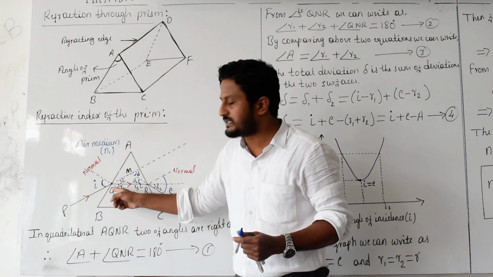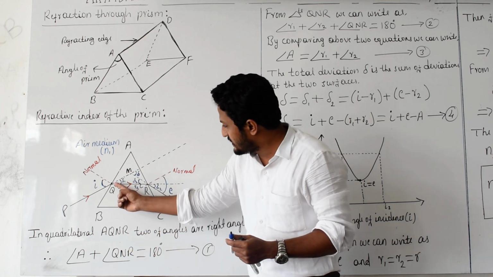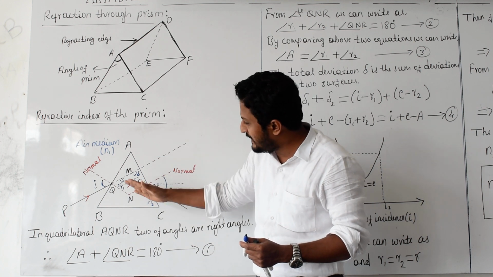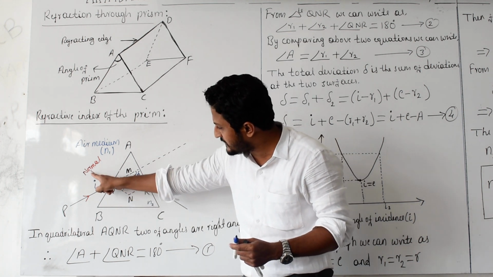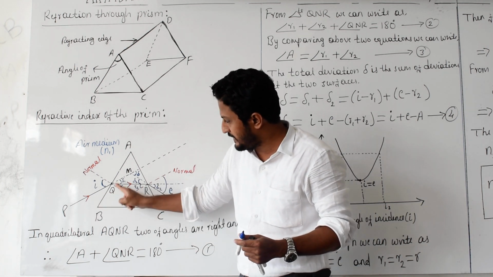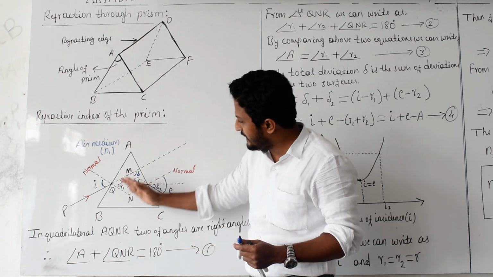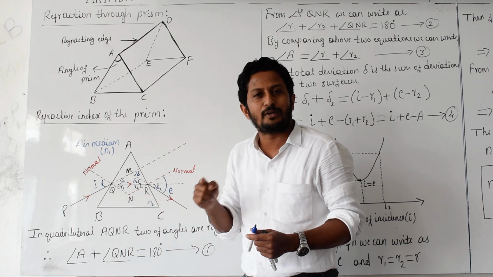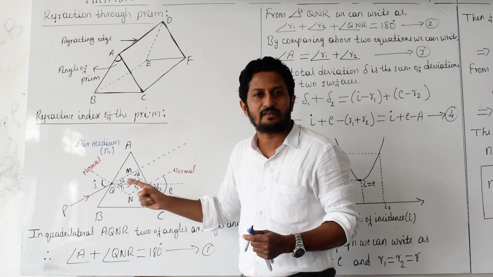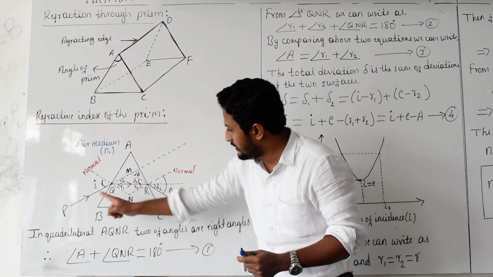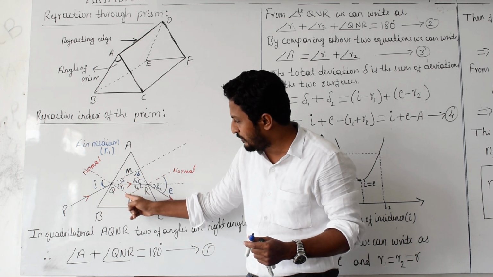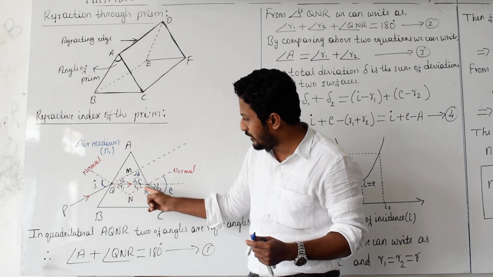This PQ incident light, instead of going straight along this dotted line, is bending towards the normal. This red line is the normal. Why? Because it is moving from rarer medium to denser medium. Getting what I mean to say? Now that PQ light got bent towards the normal and is propagating along the QR line.